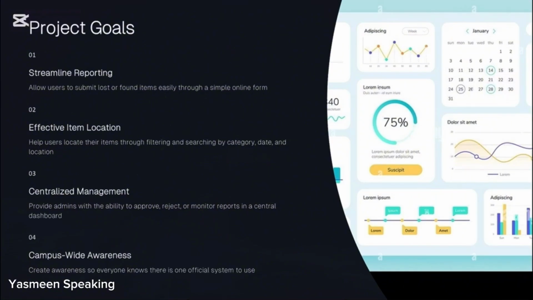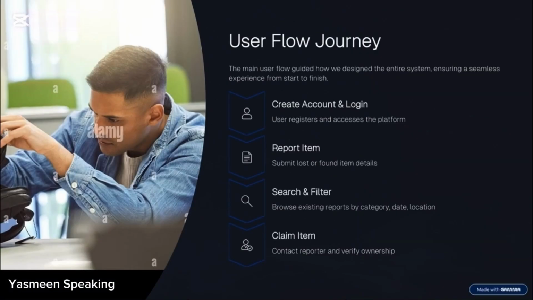To summarize, the main user flow: a student or a visitor creates an account, logs in, reports a lost or a found item, searches and filters existing reports, views matches, contacts the reporter if needed, and finally they claim the item once ownership is verified. This flow guided how we design the rest of the system.